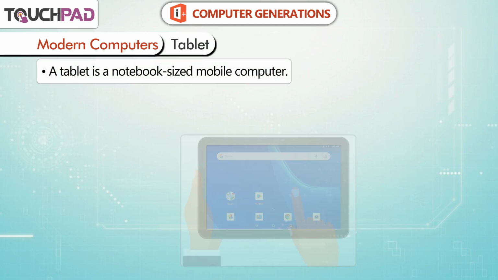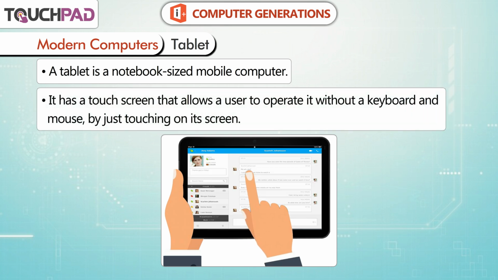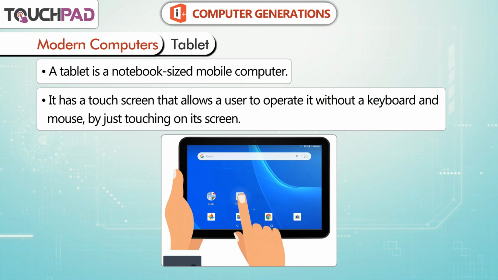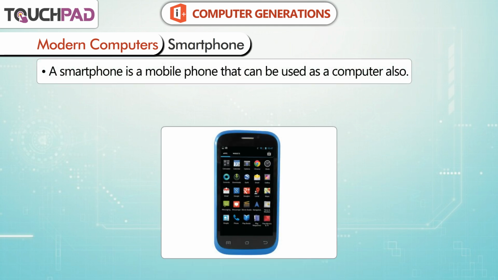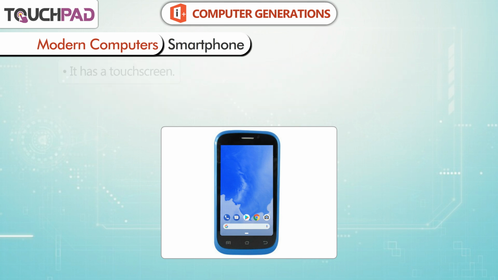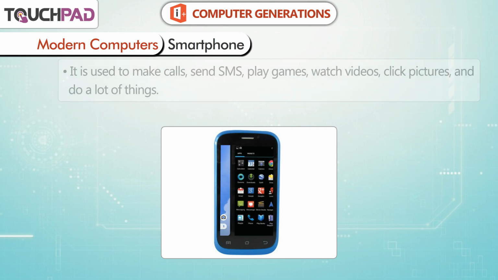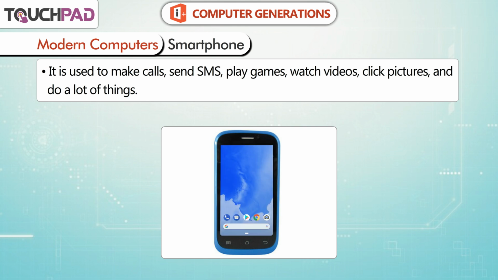Tablet. A tablet is a notebook-sized mobile computer. It has a touch screen that allows a user to operate it without a keyboard and mouse by just touching on its screen. Smartphone. A smartphone is a mobile phone that can be used as a computer also. It is smaller in size than a tablet and can be held in a hand. It has a touch screen. It is used to make calls, send SMS, play games, watch videos, click pictures and do a lot of things.